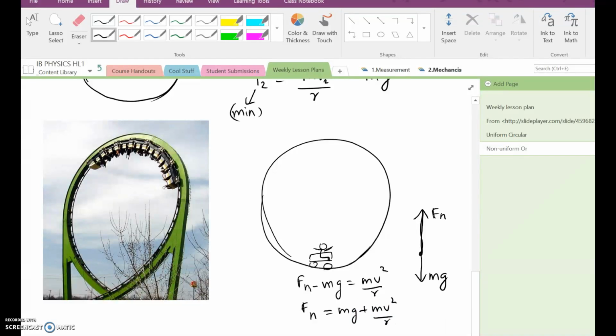And we know that this normal force is the force with which the seat pushes up on the person, and this is what the person experiences as a sensation of weight. So the normal force is referred to as the apparent weight of the person. This would mean that the apparent weight of the person would be more when he's at the lowest position.